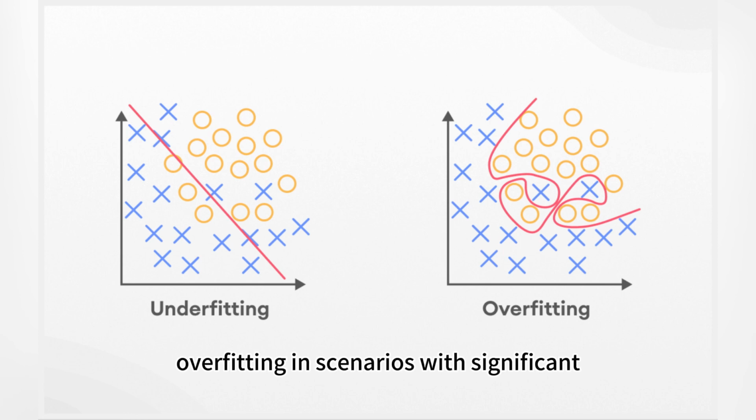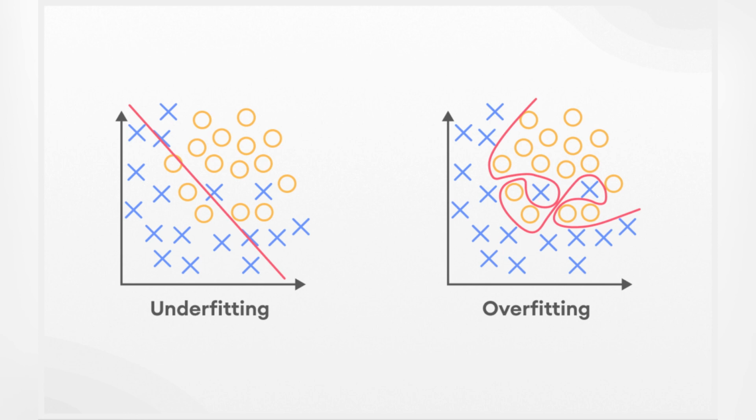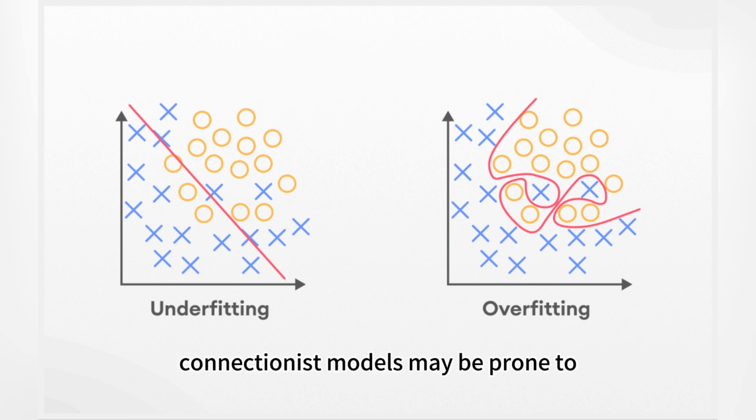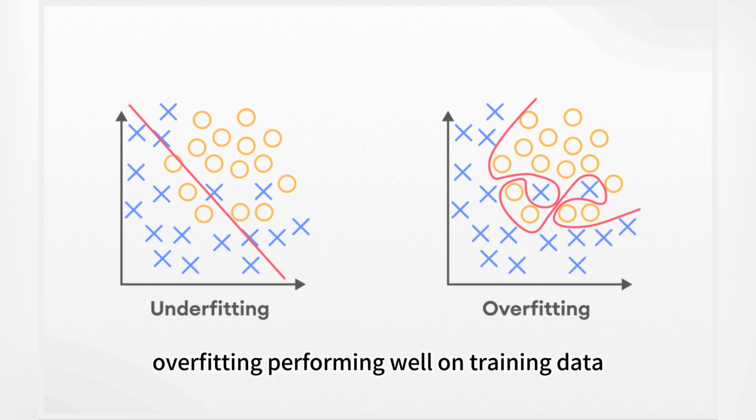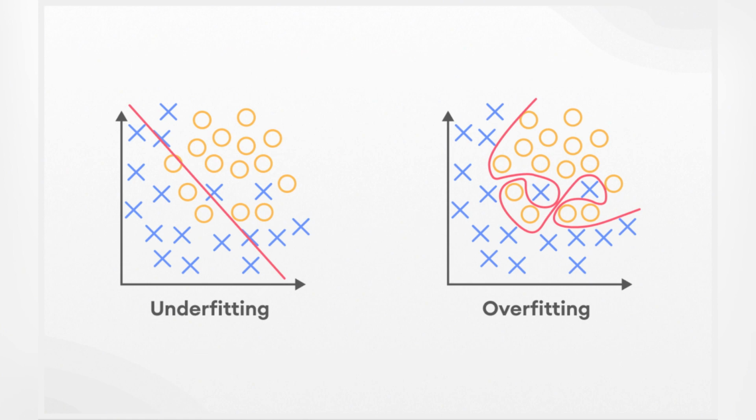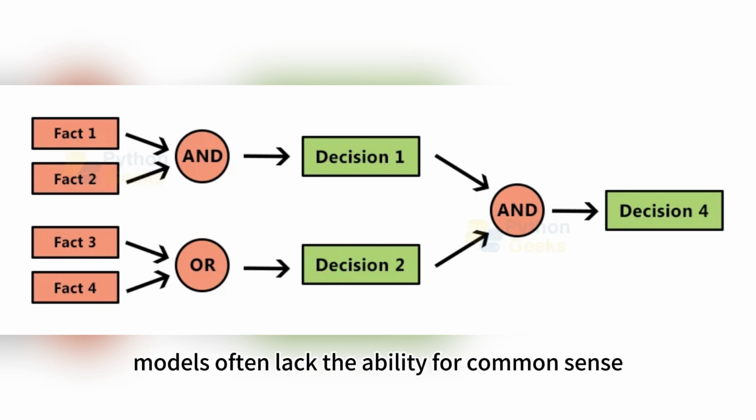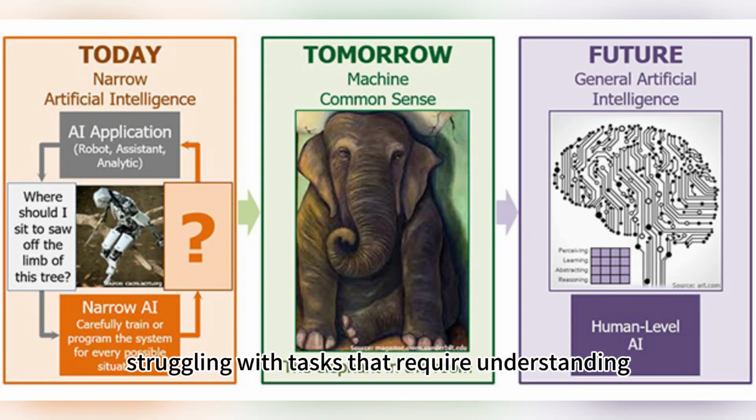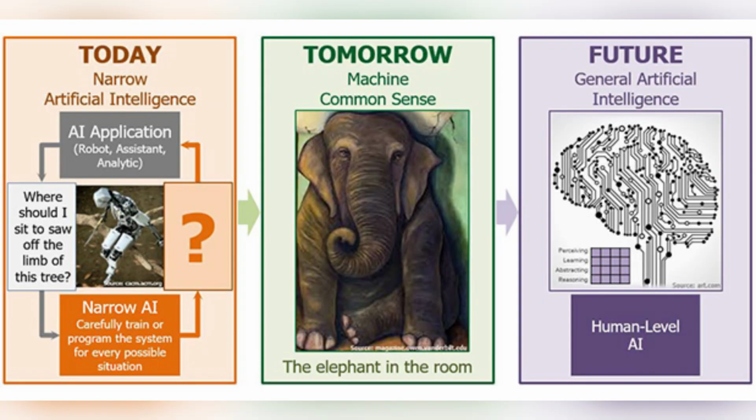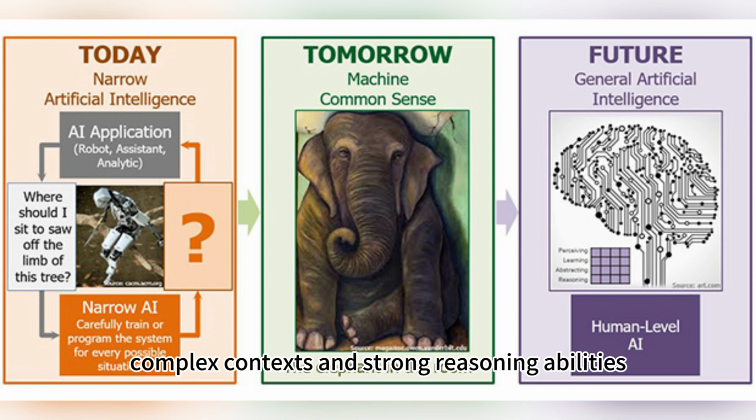5. Overfitting. In scenarios with significant data noise or small datasets, connectionist models may be prone to overfitting, performing well on training data, but poorly on new data. 6. Lack of common sense reasoning. Connectionist models often lack the ability for common sense reasoning, struggling with tasks that require understanding complex contexts and strong reasoning abilities. This is an area where symbolic AI excels.